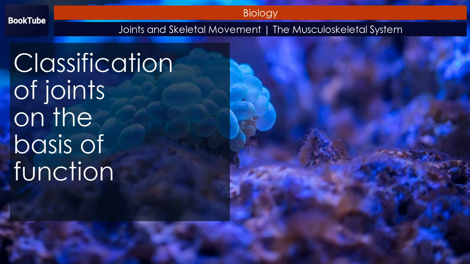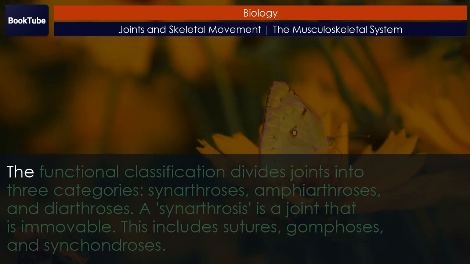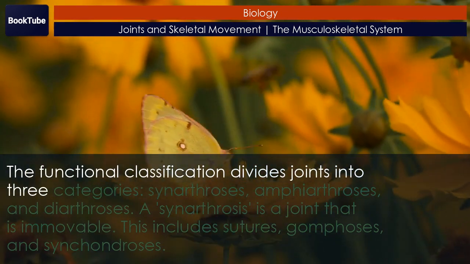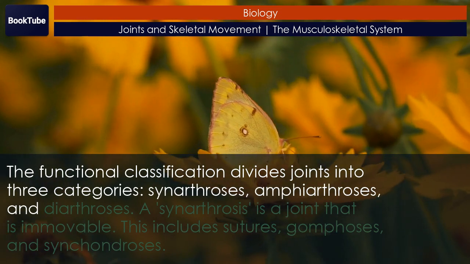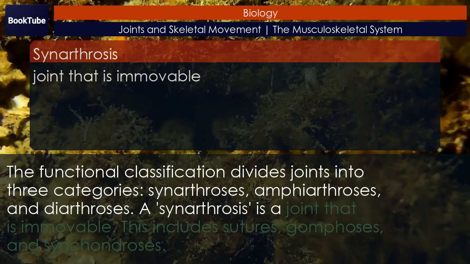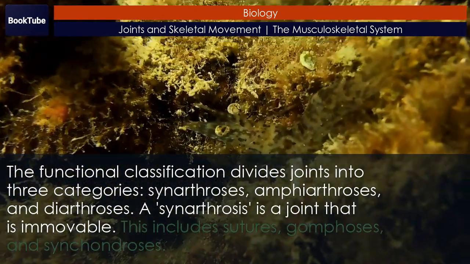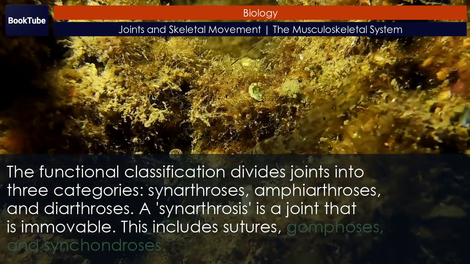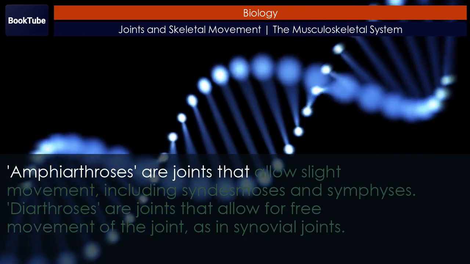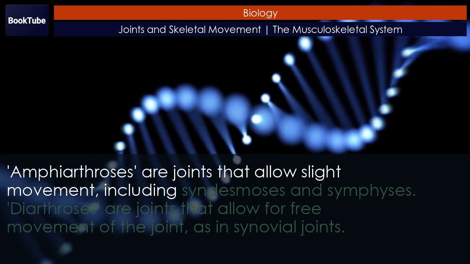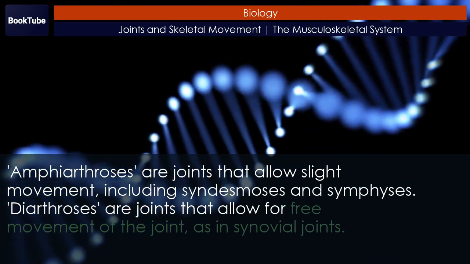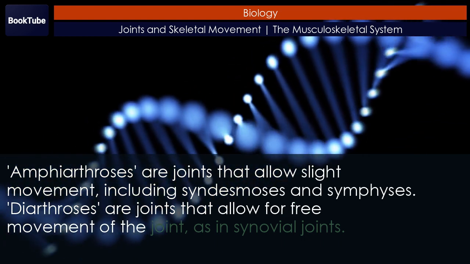Classification of joints on the basis of function. The functional classification divides joints into three categories: synarthroses, amphiarthroses, and diarthroses. A synarthrosis is a joint that is immovable. This includes sutures, gomphoses, and synchondroses. Amphiarthroses are joints that allow slight movement, including syndesmoses and symphyses. Diarthroses are joints that allow for free movement of the joint.